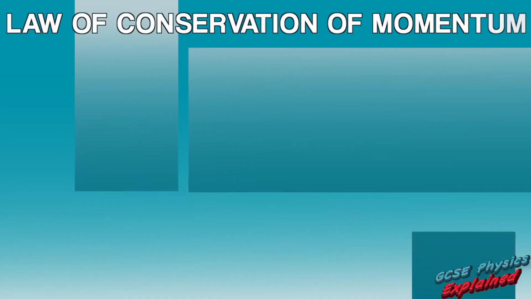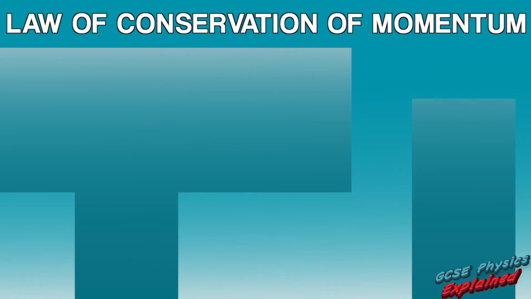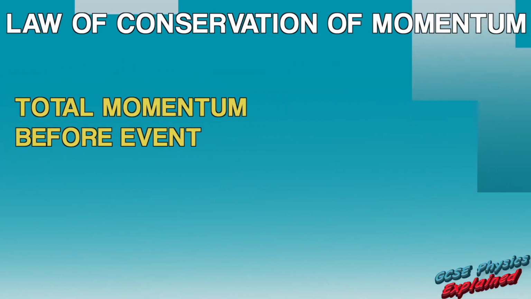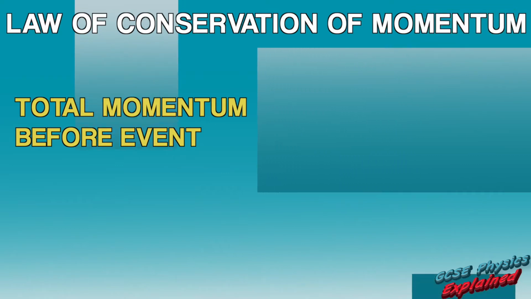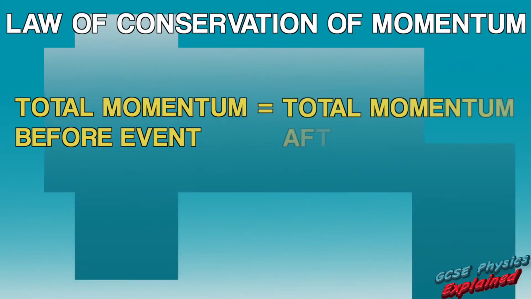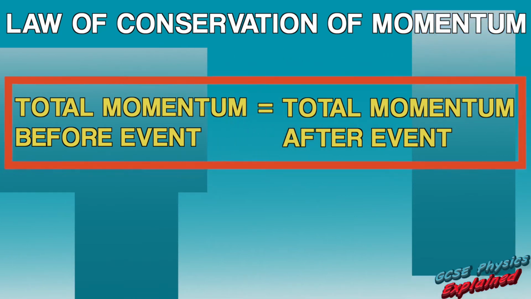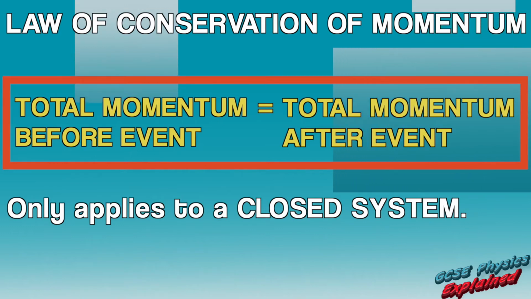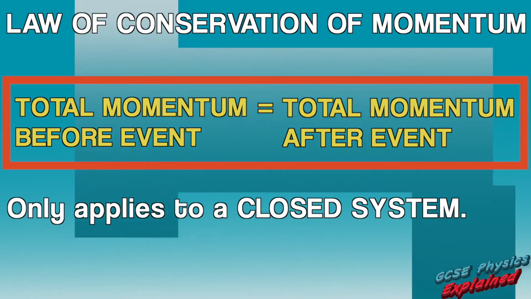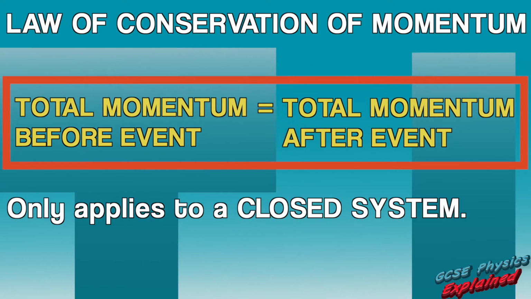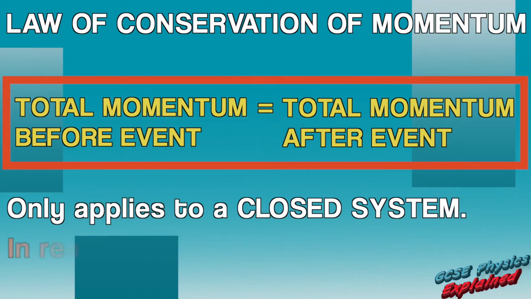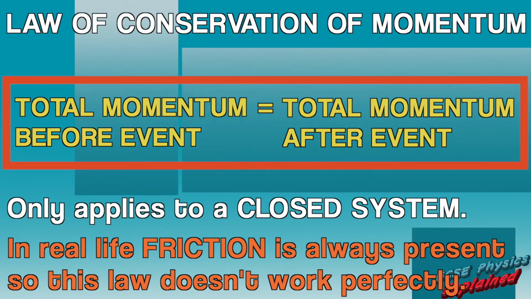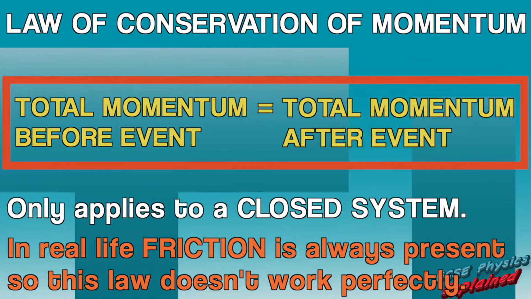The law of conservation of momentum. The law of conservation of momentum states that the total momentum before an event, such as a collision or explosion, equals the total momentum after the event. Note, this only applies to a closed system where no energy can be lost or gained and is not affected by external forces. But also please note, in real life, there's always external forces, mainly friction, but this law does allow us to calculate roughly what's happening.